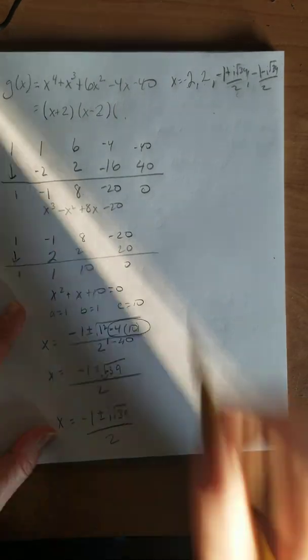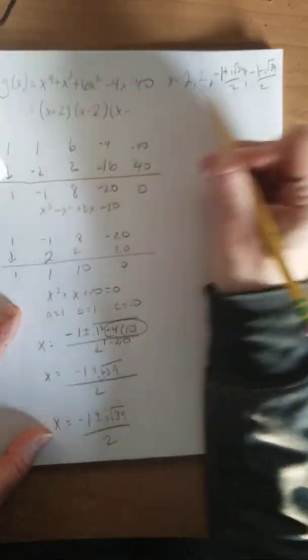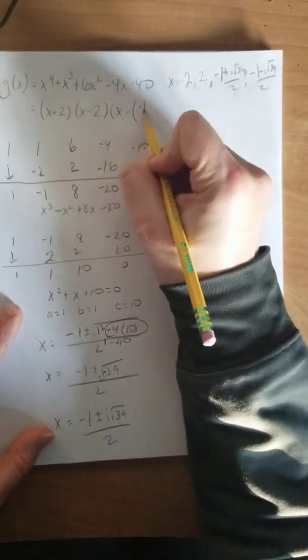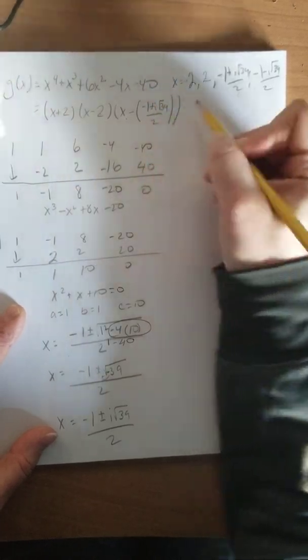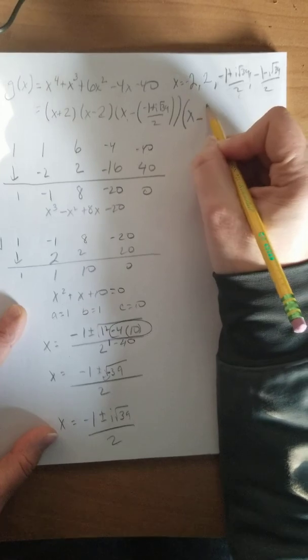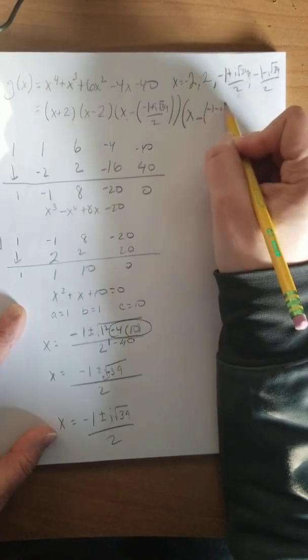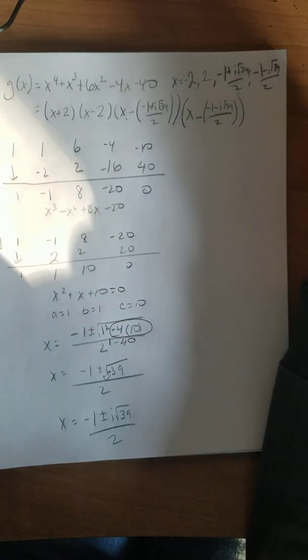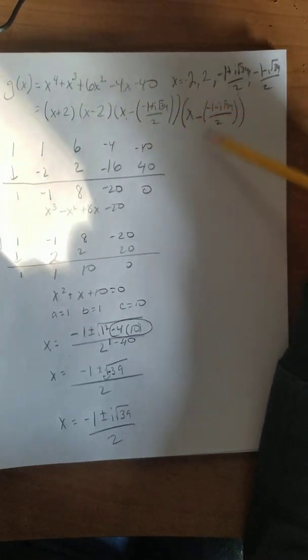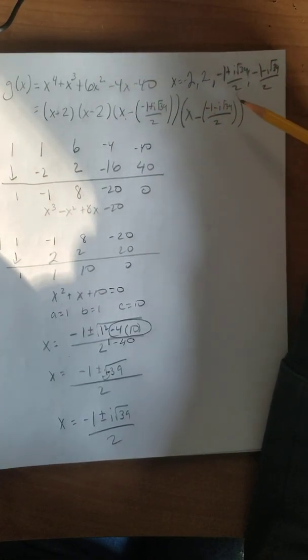Okay, as a prime factorization, the easiest way is just to say x minus this guy, which would be negative 1 plus i times the square root of 39 over 2. And the other one would be x minus, and then a negative 1 minus i times the square root of 39 all over 2. Now, when you get to your homework, they may actually distribute the negative through. I'm not going to worry too much about that here.